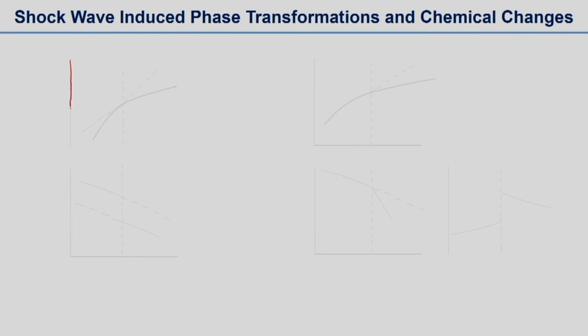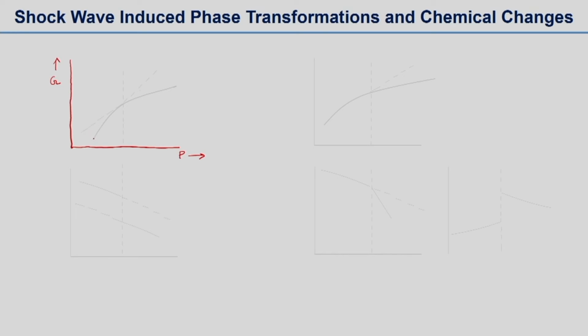So what we will draw, we have some already drawn lines here, so I will just draw on top of that. We have Gibbs free energy on the y axis and the pressure on the x axis. So we have two phases.